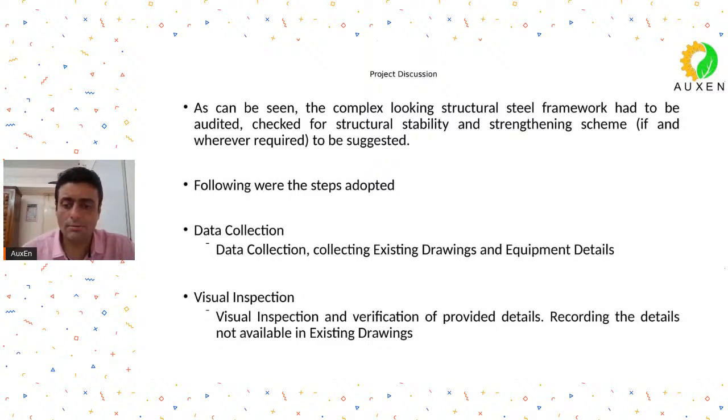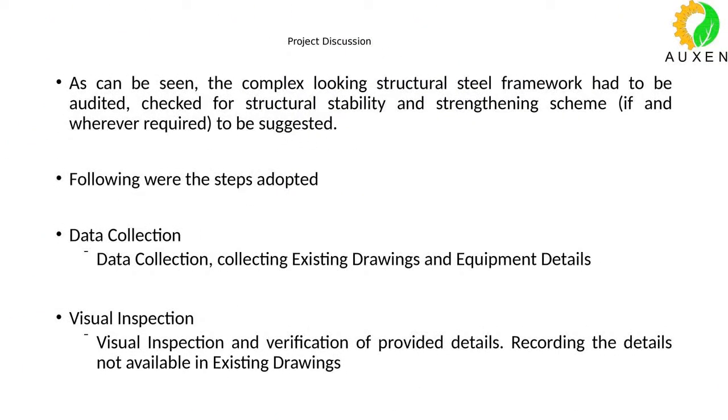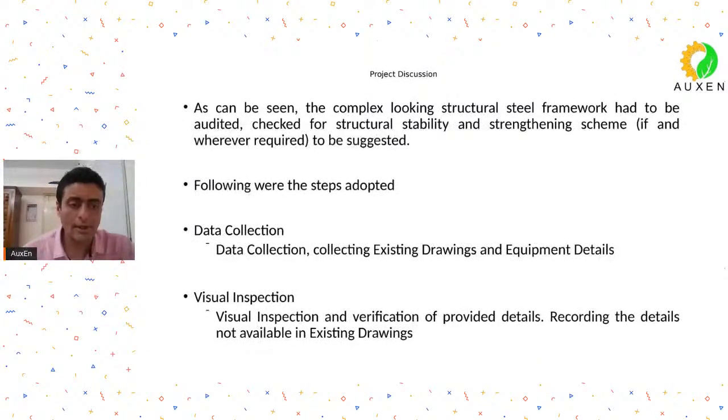Visual inspection means your team goes to site. It sees everything with eyes. It tries to record the details which are not available in the existing drawing, or you may also try to cross check and verify the details that are available in the information that you have with what is there on the site. So visual inspection is a very important step, I would say.